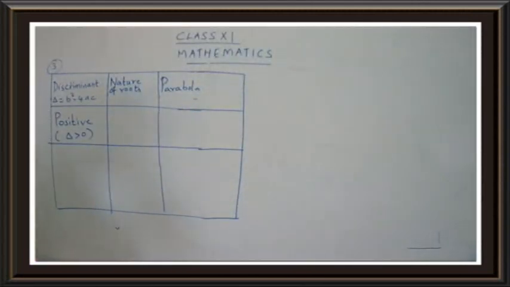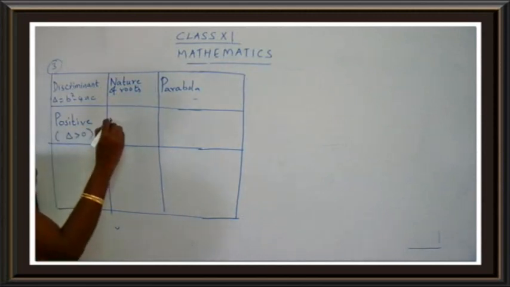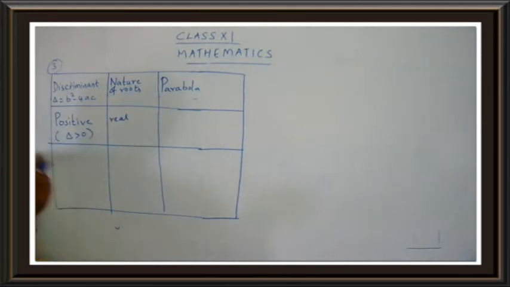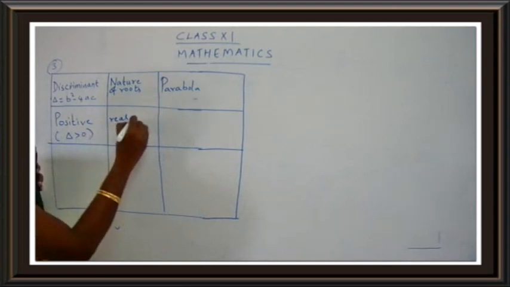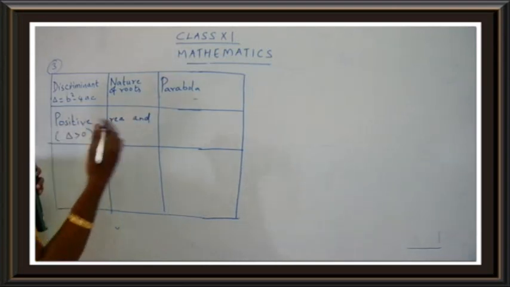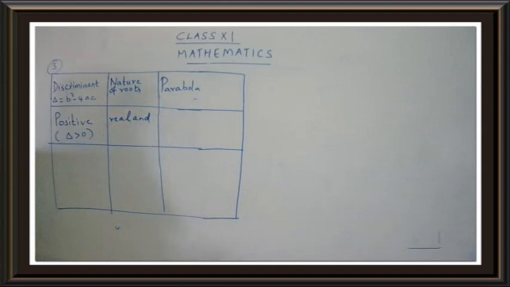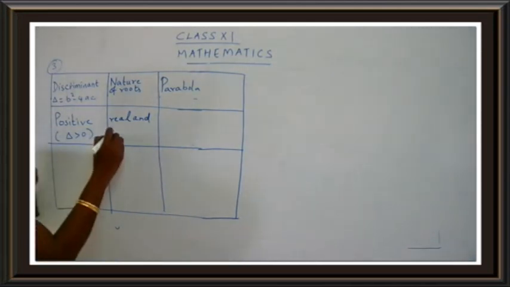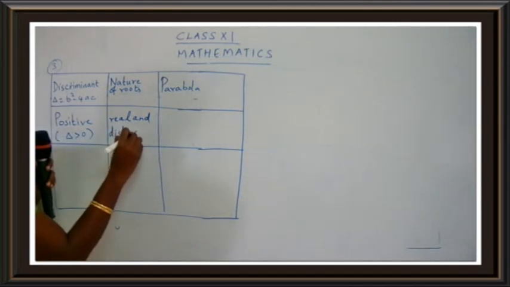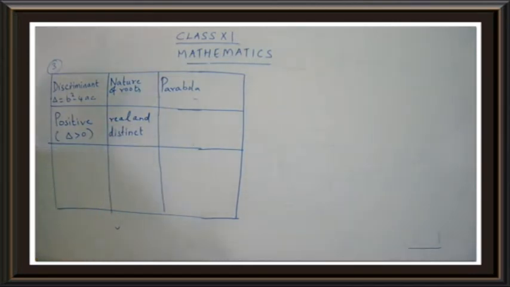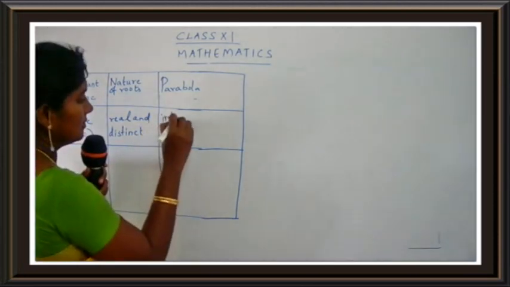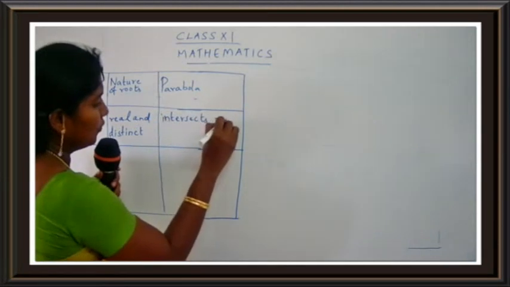Real and distinct. So here in 10th we had real and unequal. Here they have given real and distinct. So let's update ourselves. When the delta is positive, or when the value of discriminant is greater than 0, what about the nature of roots? It's real and distinct. Distinct means different. We get a different answer. Intersects x-axis at 2 points.